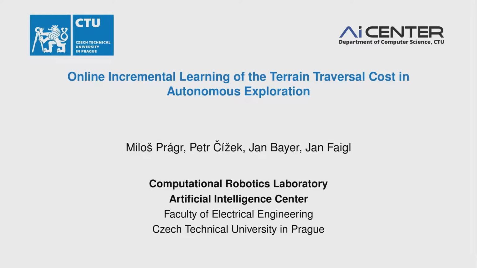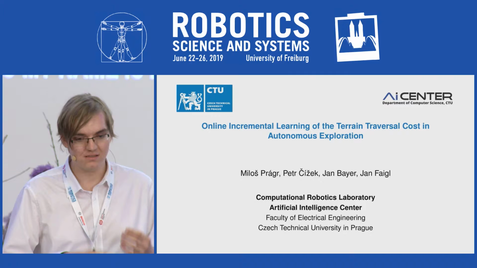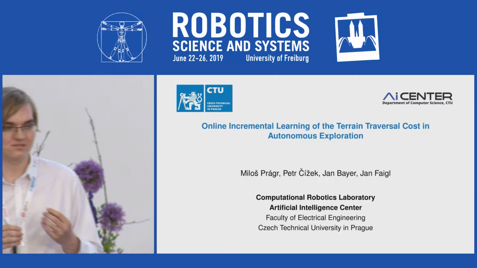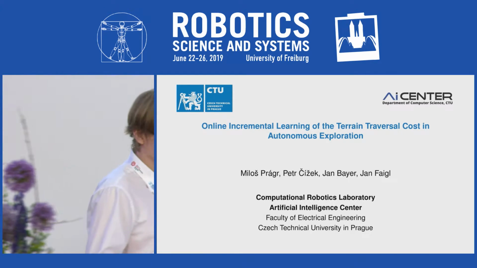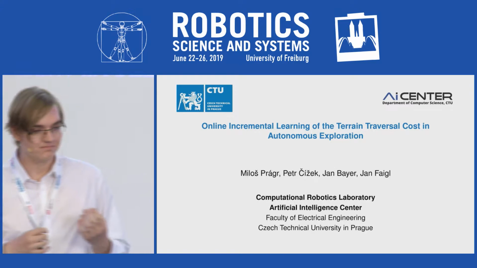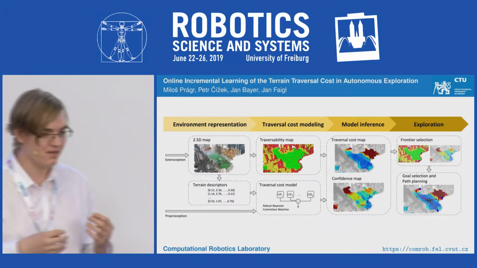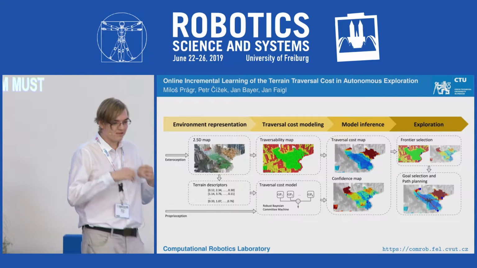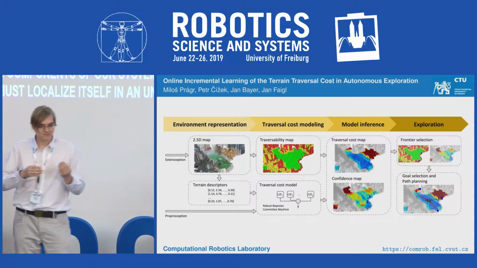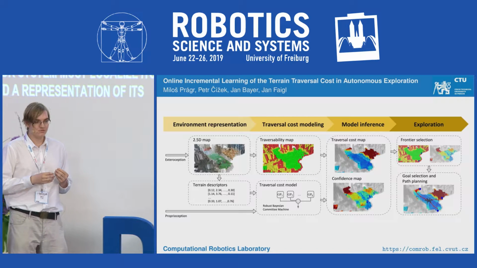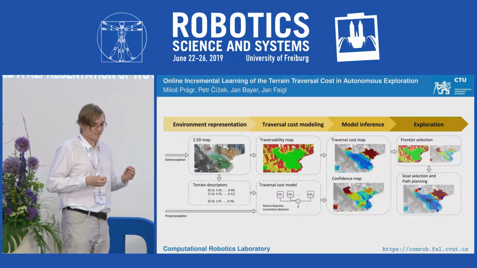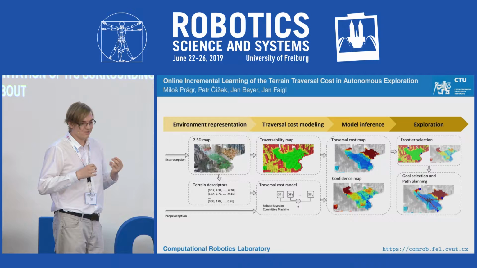Hello, everyone. My name is Miloš, and in this spotlight, I would like to draw attention to our paper, where we present a robotic system for simultaneous exploration of a spatial environment model and its underlying traversal costs. What are the main components of our system? First of all, our system must localize itself in an unknown environment and build a representation of its surroundings. This representation is used to reason about the traversability of individual terrains.